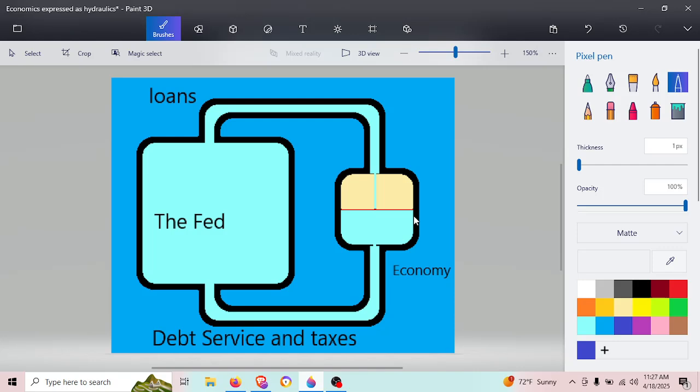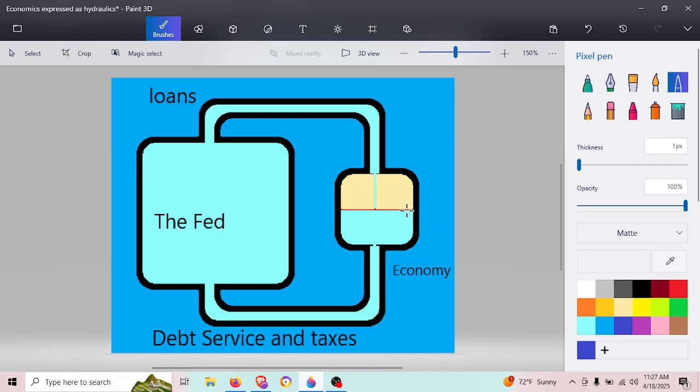I wanted to explain to any viewer watching this how, and this is specifically the United States economy, although other economies are based on this. This shows you, expressed as hydraulics, how the U.S. economy works based on its central banking system. Now, this reservoir right here represents the Federal Reserve System. And this reservoir represents the economy.